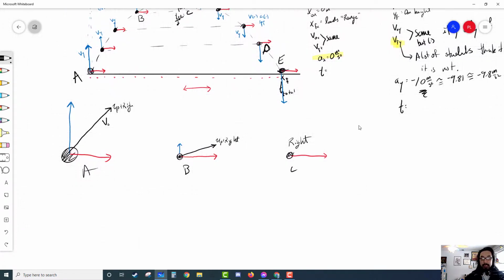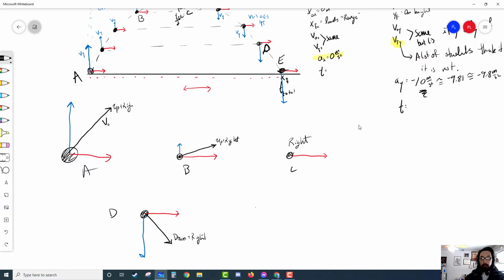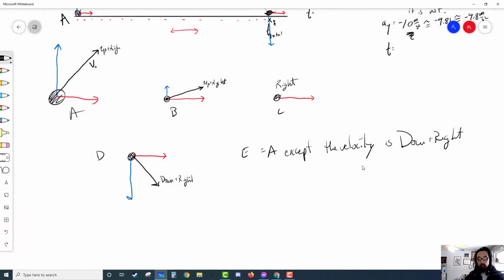So let's take a look at D. At part D, not only is it moving to the right, it is also moving downwards. If we were to do the tip to tail method, we would draw a vector like this, saying that it's going both down and to the right. At point E, we can say point E is equal to point A, except the velocity is down and right instead of up and to the right. If I were to do a sketch, it would look just like A.